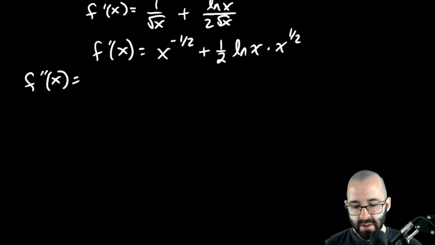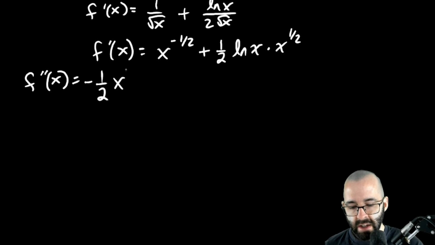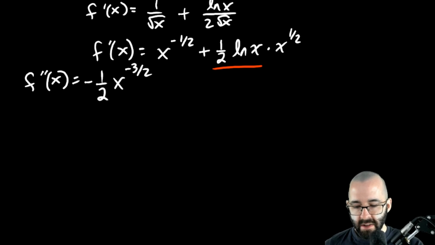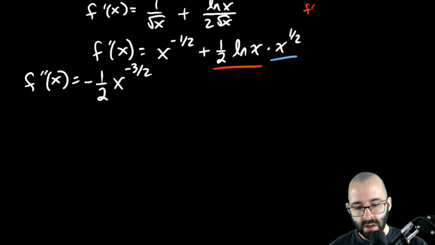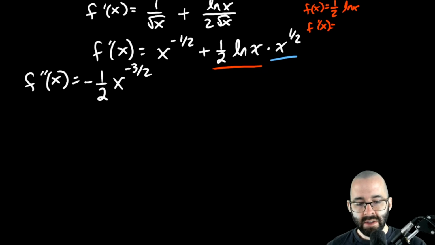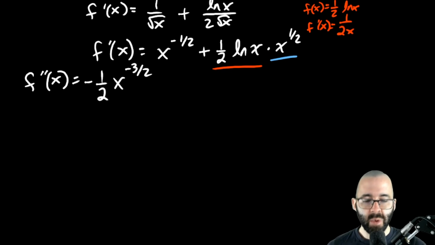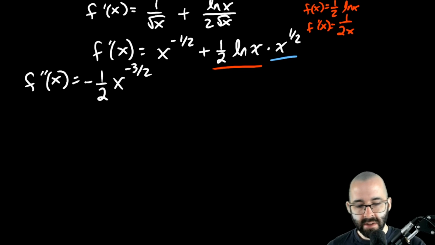So, second derivative, use the power rule, negative 1/2, x to the negative 3/2. But for this guy, this is a function times another function, going to be the product rule again. f of x is 1/2 ln x. f prime of x is 1/2 times 1 over x. 1/2 times 1 over x is 1 over 2x.